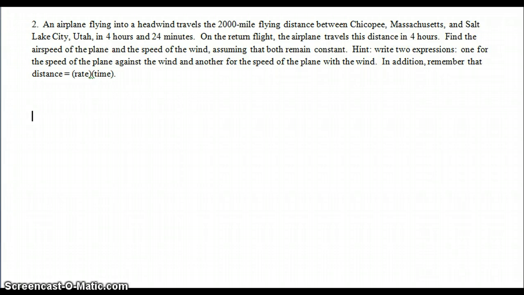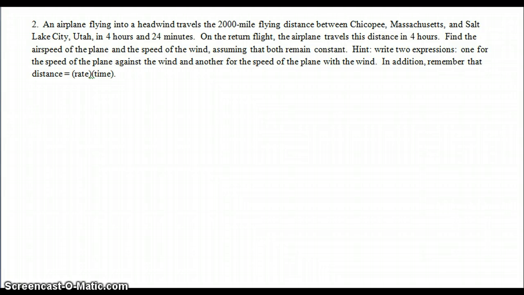So the word problem reads that an airplane is flying into a headwind. It travels 2,000 miles, flying a distance between Massachusetts and Utah in 4 hours and 24 minutes. On the return flight, the airplane travels this distance in 4 hours. Find the airspeed of the plane and the speed of the wind, assuming both remain constant.